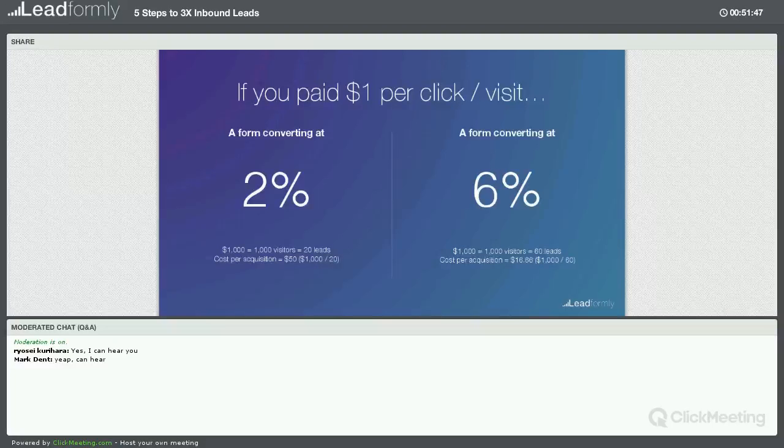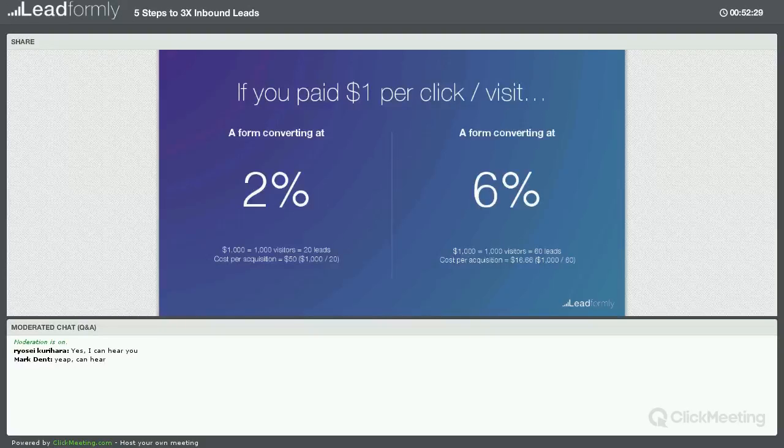So just to attach some numbers to this, if we imagine you were paying $1 per click or per visit to your site, if your form was converting at 2%, this would mean that for every $1,000 you're spending, you would receive 20 leads, which means your cost per acquisition is going to be $50. Now, if you were to increase your form conversion rate from 2% to 6%, you've tripled your leads. Suddenly, for every $1,000 you spend, you're getting 60 leads. But also, your cost per acquisition goes down. For the same $1,000 spend, you're getting a cost per acquisition of $16.66, which means you can spend more and acquire leads more profitably.